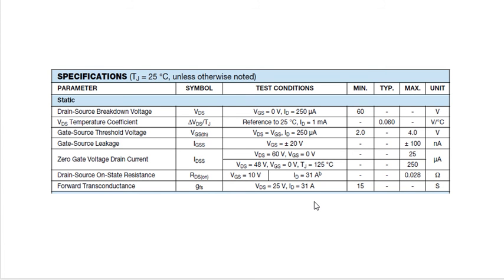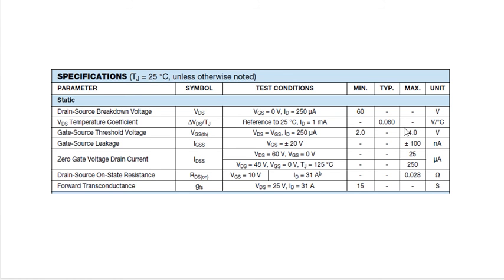So here we have some other parameters, and let us know about these. In this we have two important parameters. One is gate to source threshold voltage. It has a gate to source threshold voltage minimum of 2 volt and maximum of 4 volt. So if we want to turn this MOSFET on, we should provide minimum 2 volt to 4 volt.